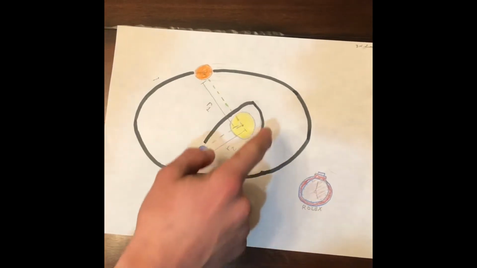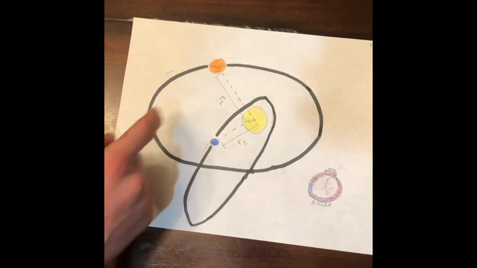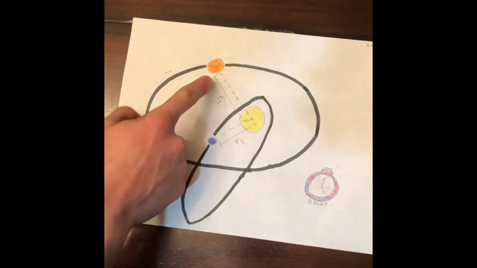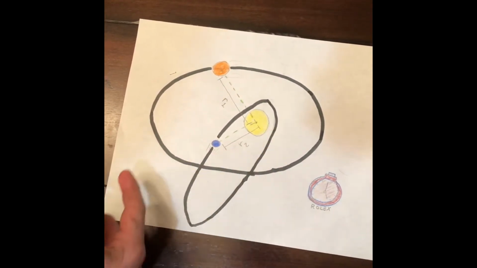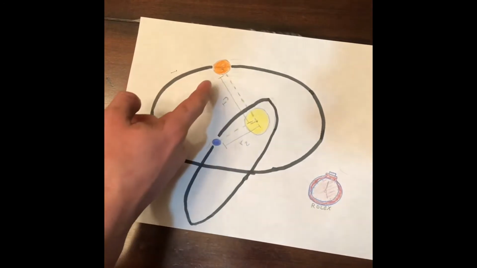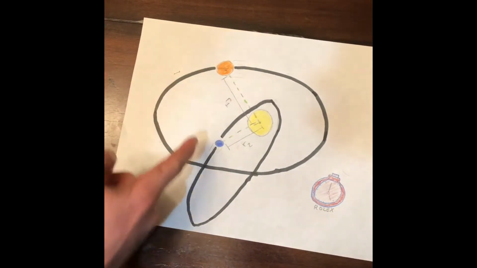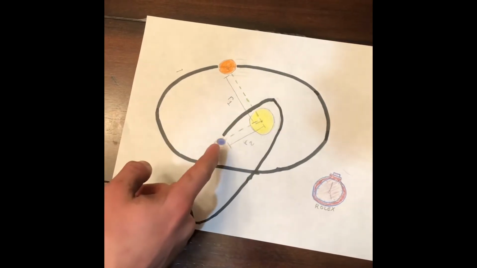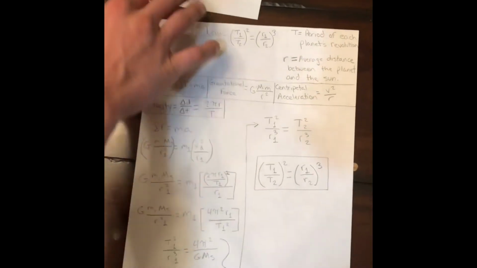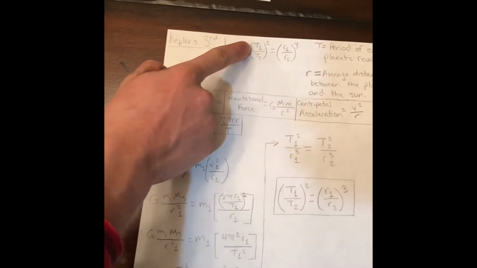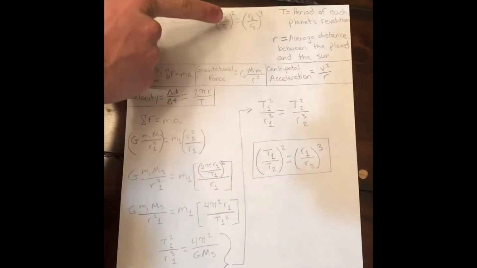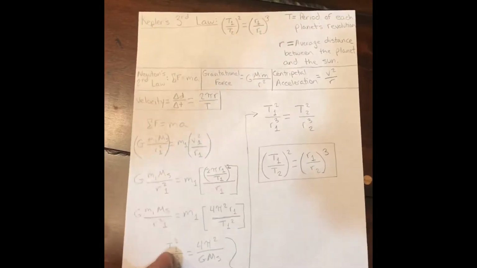To give a visual of this rule, if we have two planets revolving around a sun, R1 will be the average distance between the first planet and the sun, and R2 will be the average distance between the second planet and the sun. T1 will be the period of the revolution of the first planet, and T2 will be the period of the revolution of the second planet. The equation for Kepler's third law is T1 over T2 squared equals R1 over R2 cubed.